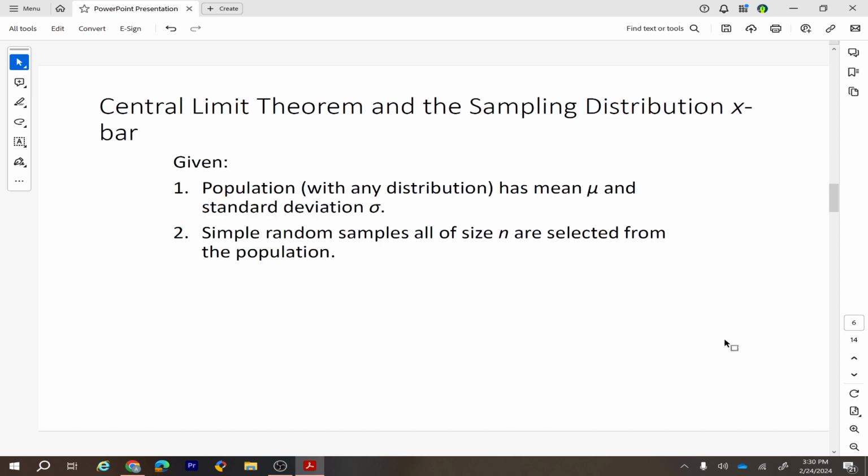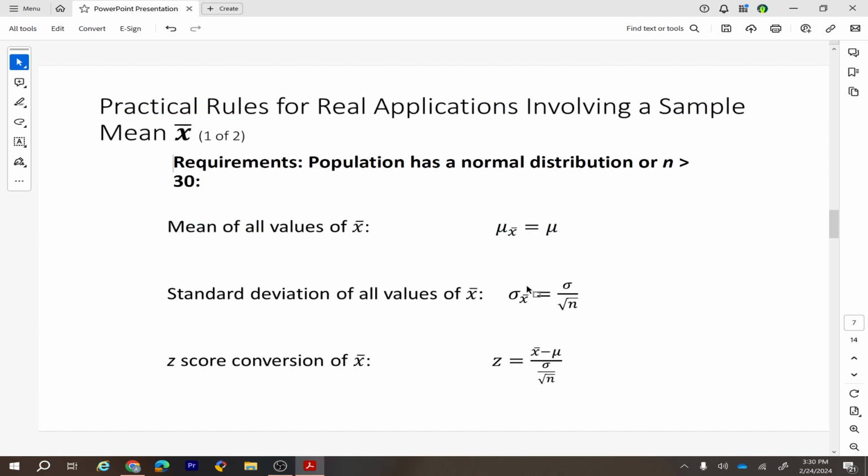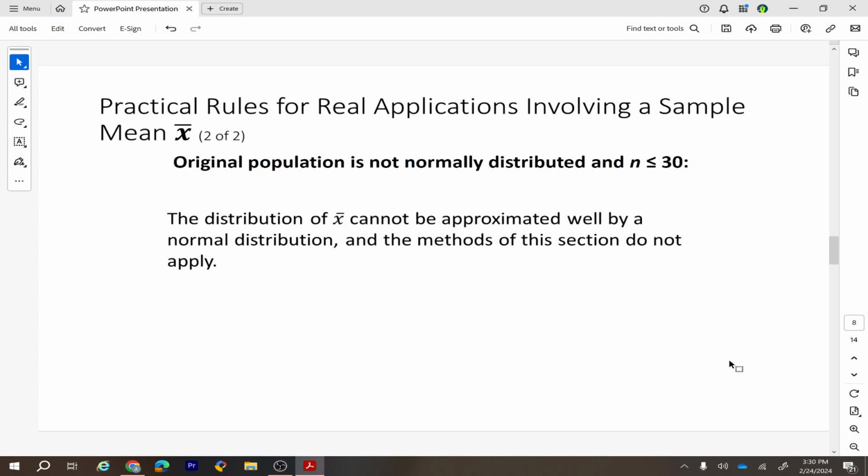Okay, so the population has a mean mu and standard deviation sigma here. Now choose simple random samples, all of the fixed size n, greater than 30. By doing that, find the mean of all those sample means. That would be equal to the population mean, and the standard deviation of the sample mean would be equal to the standard deviation of the population divided by the square root of n. And this is the z score formula for that sample mean. So that's the conversion formula.